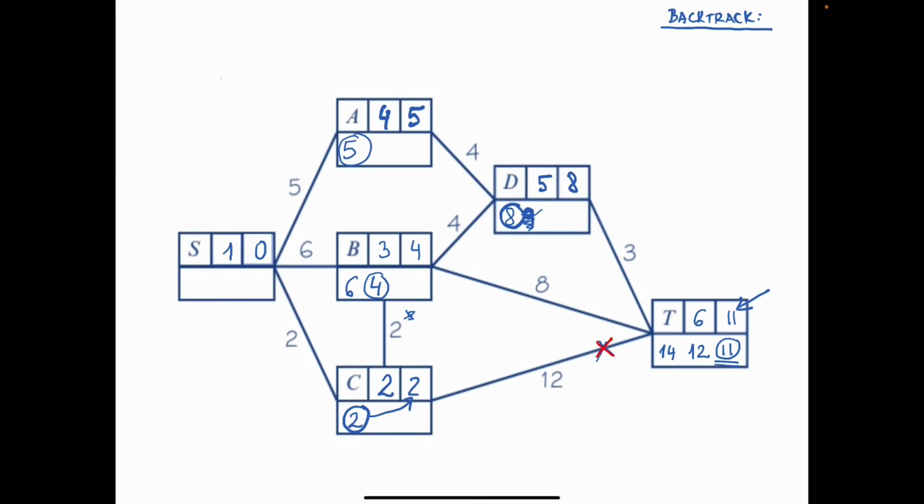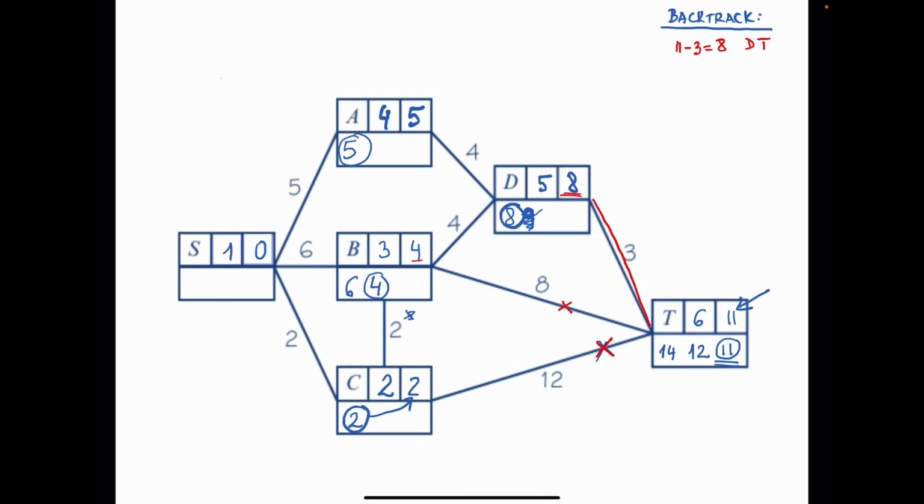Then 11 minus 8 is not 4. So I'm not choosing this one. But 11 minus 3 is 8. That is exactly this one. So 11 minus 3 is 8. That means TD or DT. So I want this. And I'm going to continue.